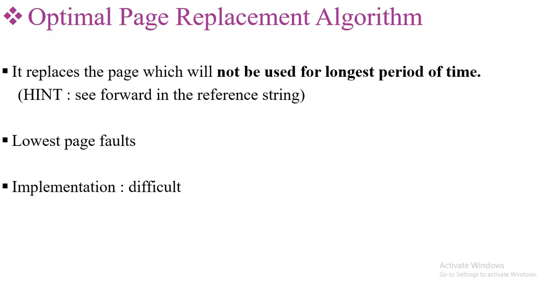Whenever we are referring to the reference string, we have to compare the number of the frames in the forward direction. Why I am saying that, I will show you in the next slide. Also it is important, why? Because it produces the lowest page faults as compared to FIFO, first in first out, and LRU, least recently used algorithm. However, its implementation is difficult.